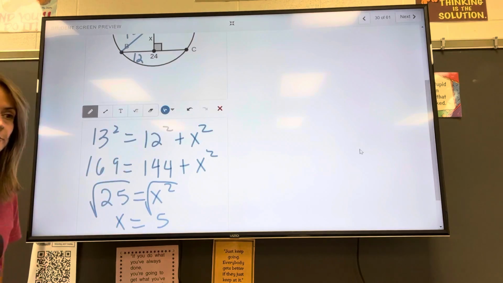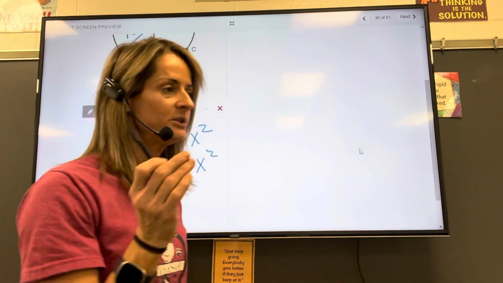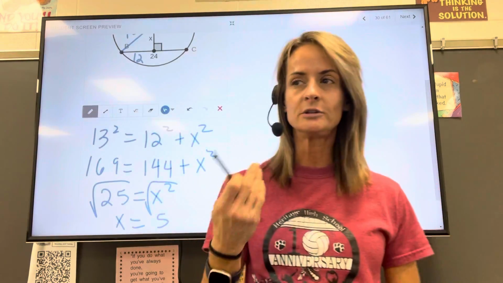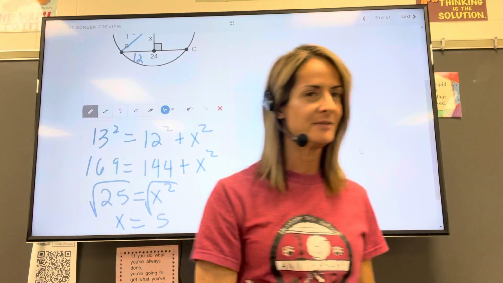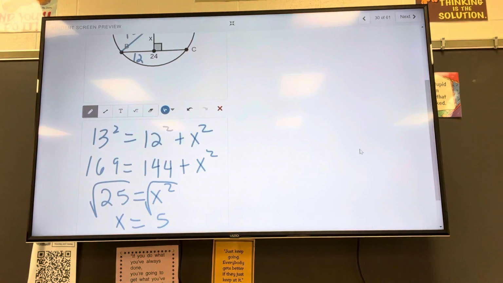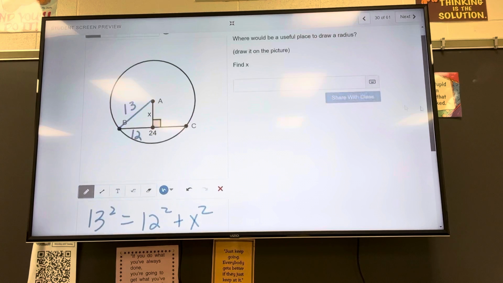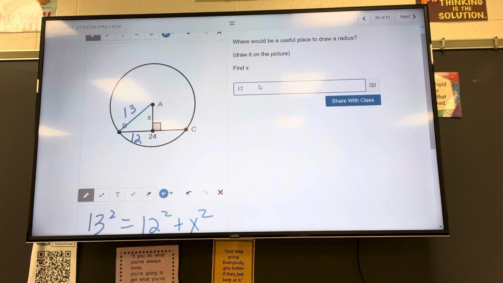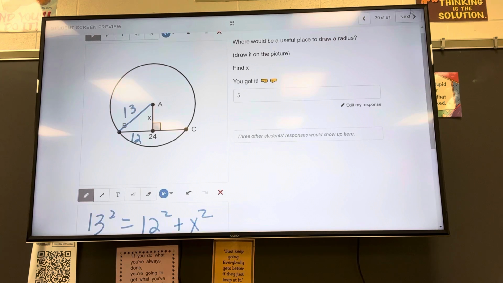So the original problem looked like a circle problem, and then when we took the information and put it on the diagram and looked a little closer, we realized it's a Pythagorean theorem problem. That happens often. So find x. We found x. Oh, no, it was 5, right? 5. You got it. Booyah.